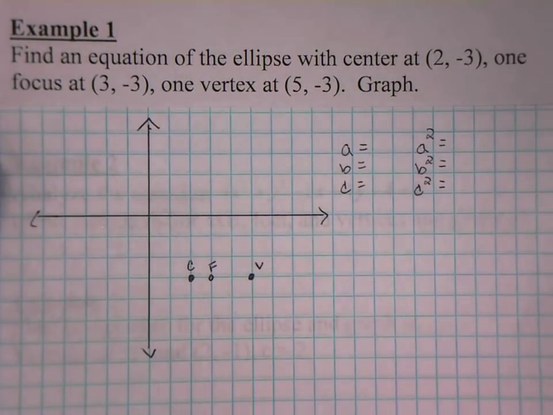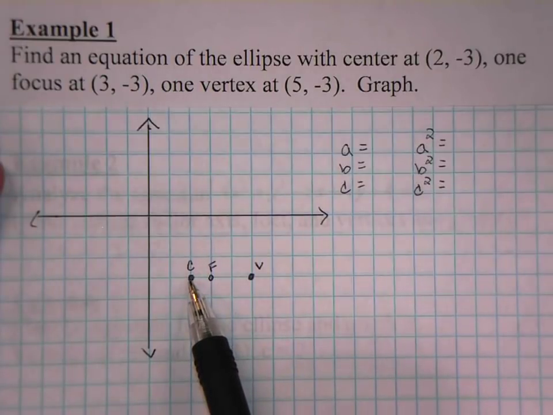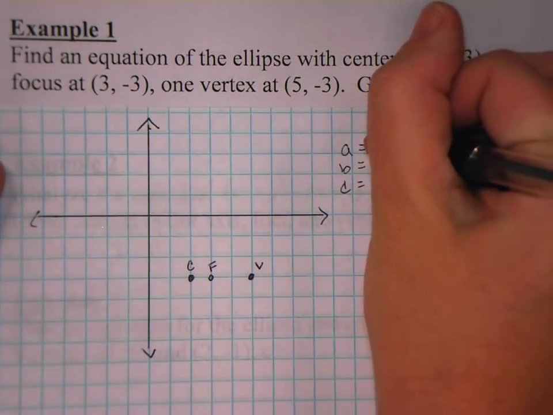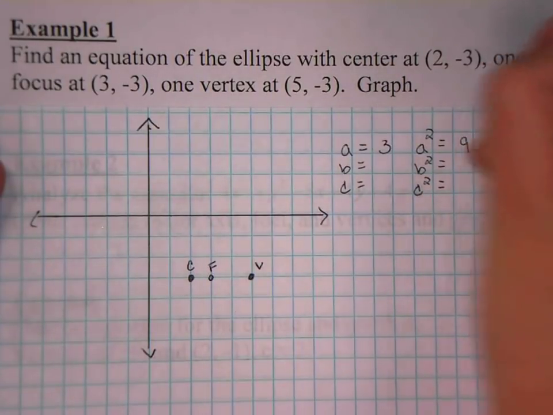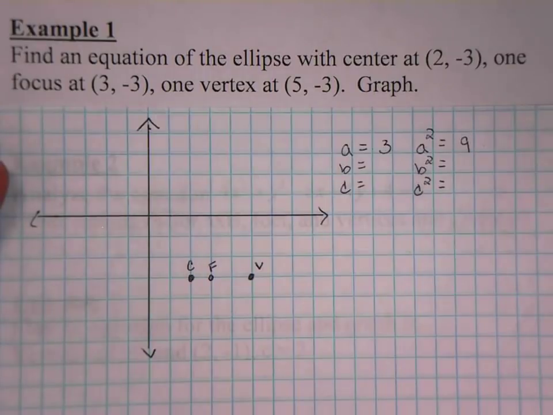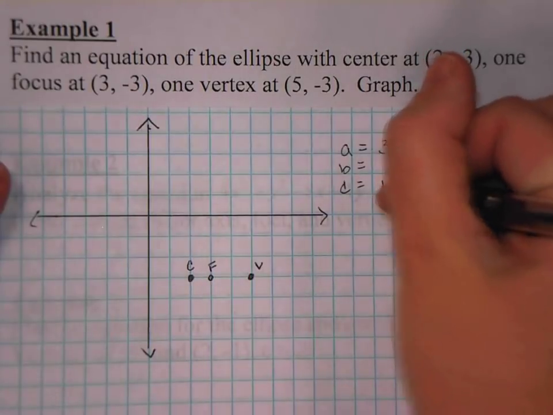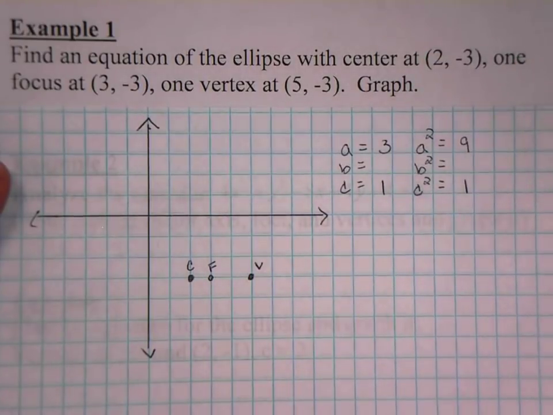So I can actually start filling in what A, B, and C stand for at this point. A is your distance from center to vertex. If you look at your graph, you can count spaces as long as you're graphing accurately. 1, 2, 3 would be the distance for A, meaning that A squared is 9. B stands for the distance from the center to the extra points, which I don't have at this point, so I'm going to leave that blank. But C is the distance from center to focus, and if I count those spaces on my graph currently, I see that there is 1. So C squared would also be 1.